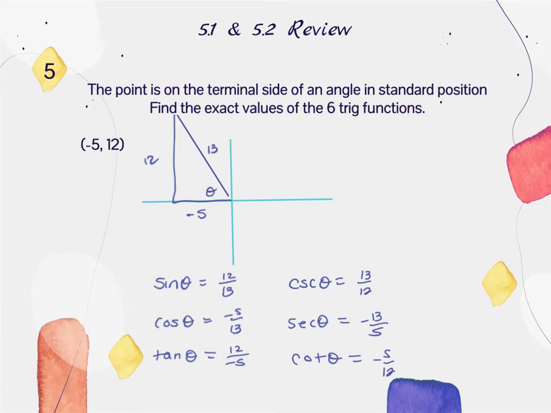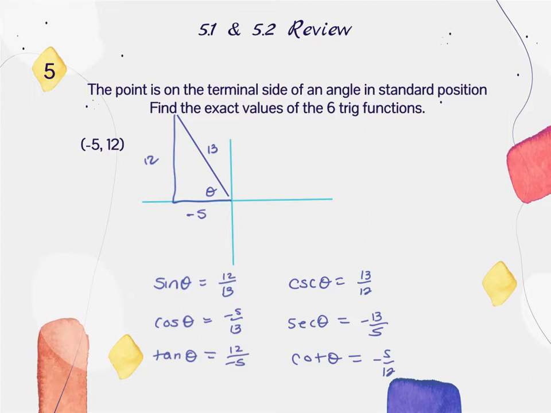Then came the first one with the coordinate point. So it said the points on the terminal side of an angle in standard position, find the exact values of the 6 trig functions. So you move left and up because it's a -5 and a +12. My theta goes in that little corner, so you can draw yourself your triangle if you need it. The missing side here is 13. Remember, that's a triple. So you've got 5, 12, 13, 6, 8, 10, 3, 4, 5, 7, 24, 25, 8, 15, 17. Those are the common ones.